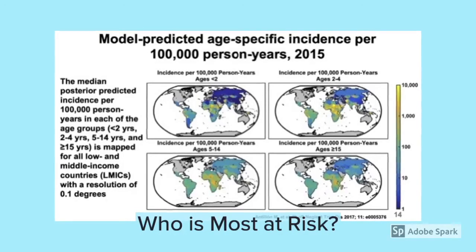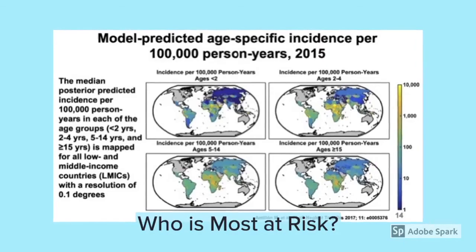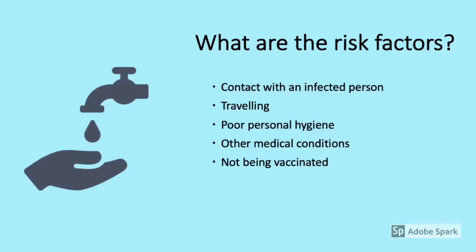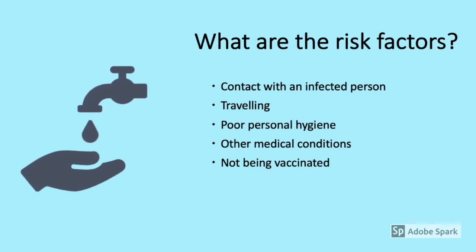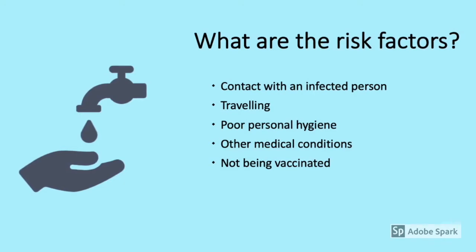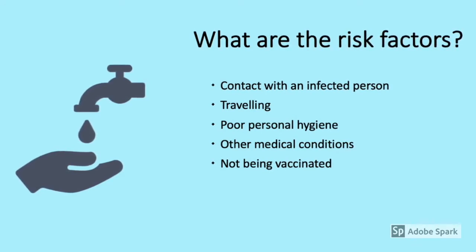On the other hand, there are also many risk factors that can determine which groups are most at risk, regardless of age. There are a number of risk factors for typhoid fever. Personal risk factors include coming into contact with an already infected person, traveling to an endemic country such as Africa, China, India, Indonesia, and Pakistan, poor personal hygiene habits such as improper hand and body washing, other medical conditions such as diabetes, and also not being vaccinated can increase your risk of developing typhoid fever.